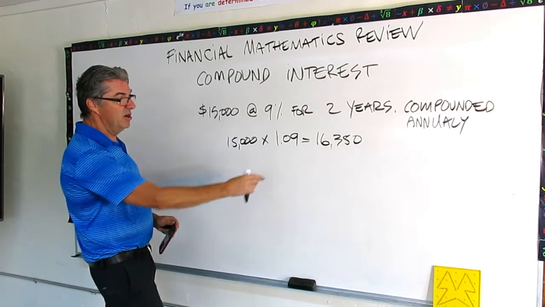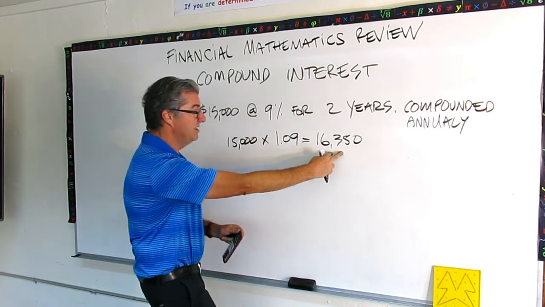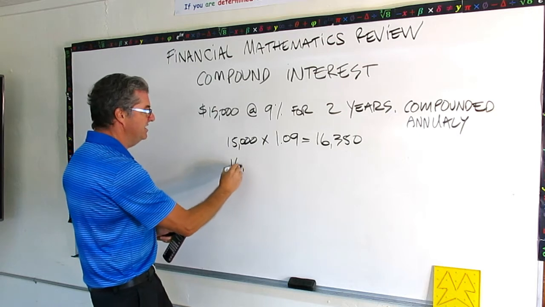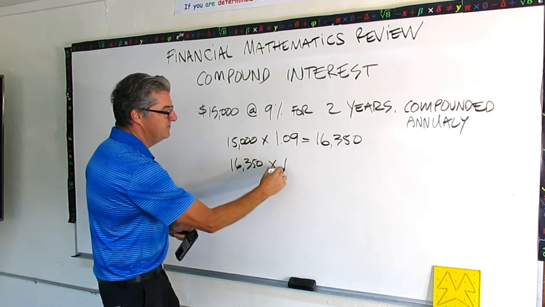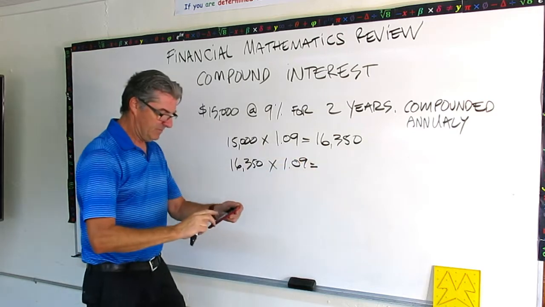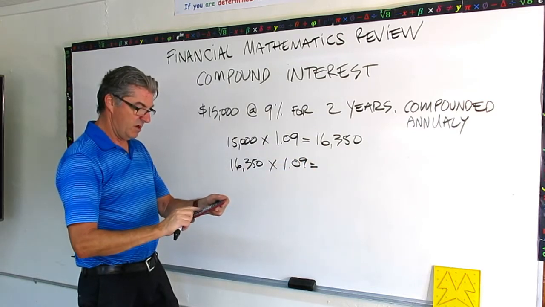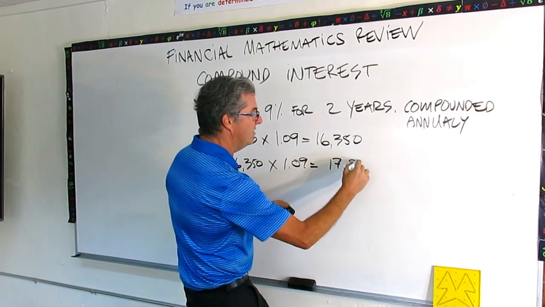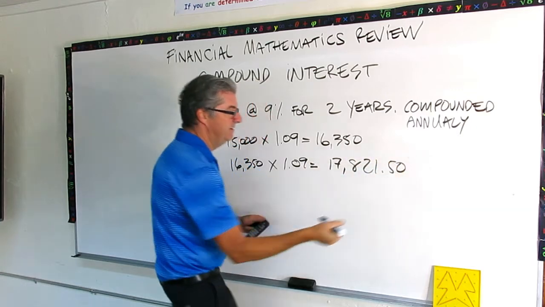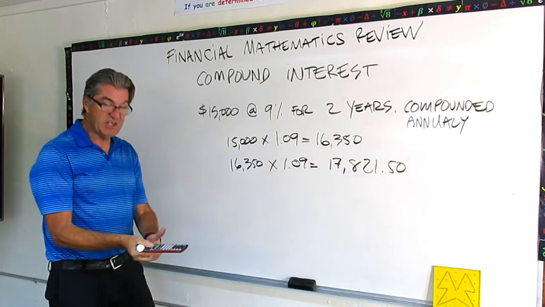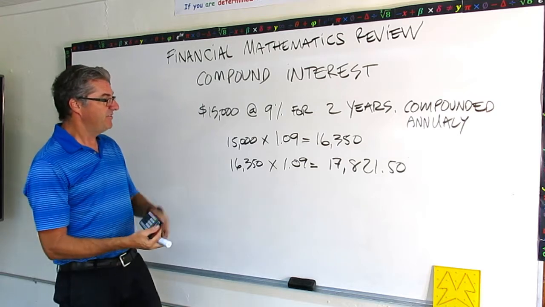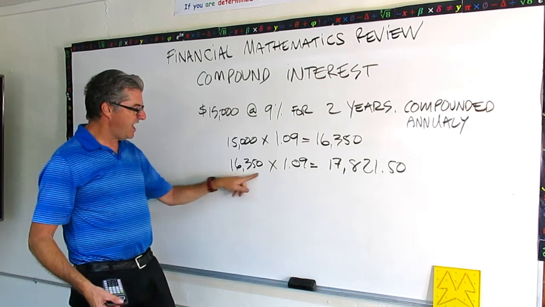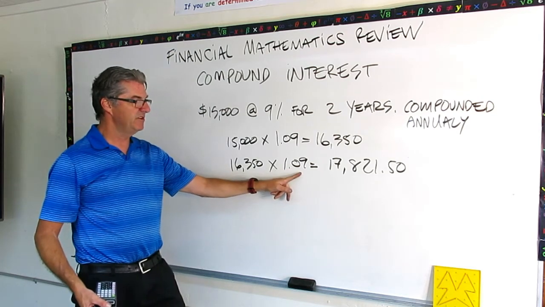Now, the second year, we start with this amount in the account because the interest got added at the end of the first year. So now we're going to do 16,350 times, again, 1.09, that's our rate. Now we have 17,821.50. So now our account has grown again. This is compound interest. At the end of the first year, we got some interest added to our amount. So the second year, it's that new amount that's earning the same 9% interest that gets us all the way up to this amount.